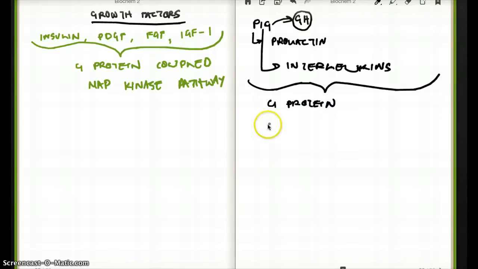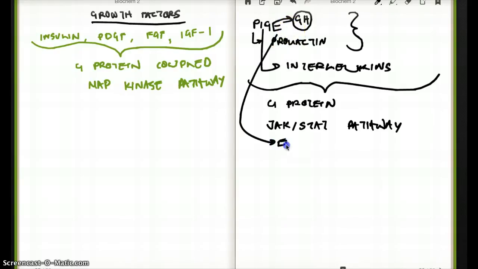They are going to follow the JAK-STAT pathway. Here I want to add something a little bit extra. I usually use PIG-E, and for E, I put EPO or erythropoietin. That also follows the JAK-STAT pathway. That's one interesting difference. Growth factors are going to follow the MAP kinase pathway, and the PIG-E is going to follow the JAK-STAT pathway.